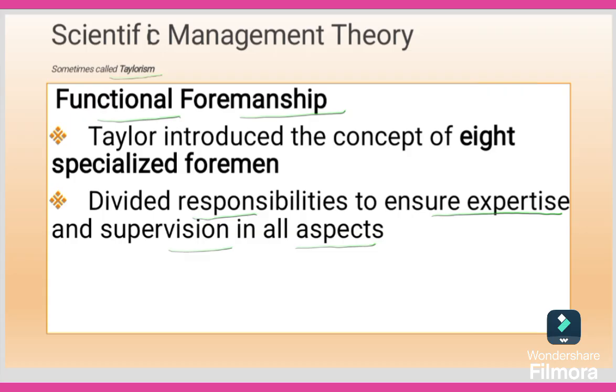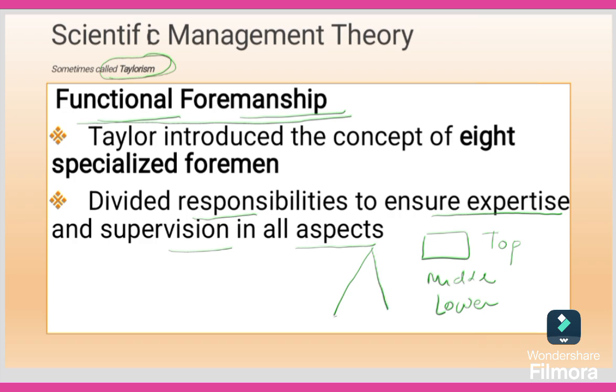Sometimes we also call the scientific management theory Taylorism. Scientific management theory covered the functional foremanship. It means divide responsibility. Like we have studied in the structure of management, on the top there is a top management, then middle management, and then lower management. It means dividing responsibility. On the top there is a CEO, then HODs, then departmental manager, etc. Taylor introduced the concept of 8 specialized foremen.